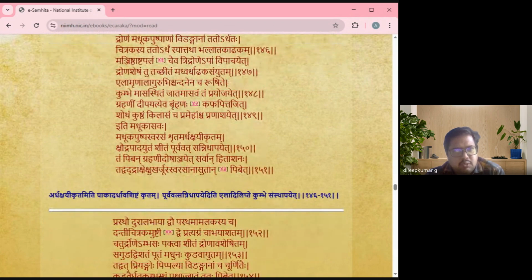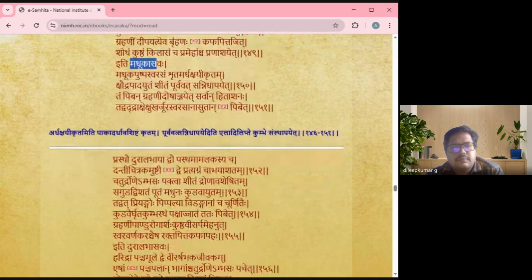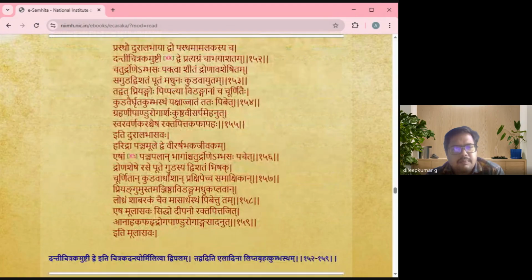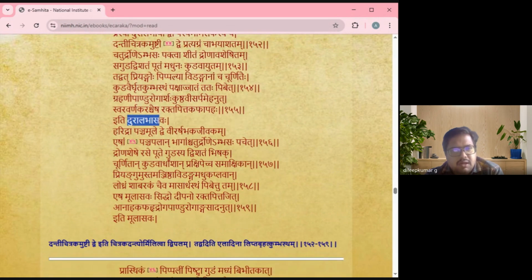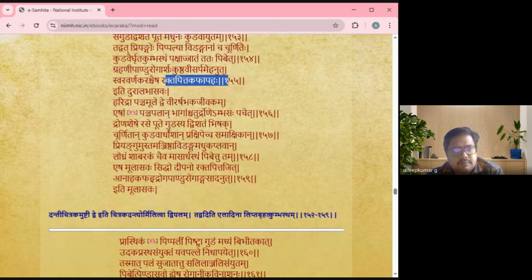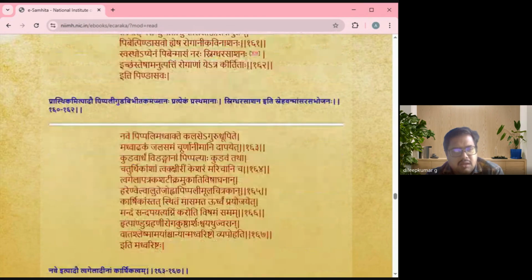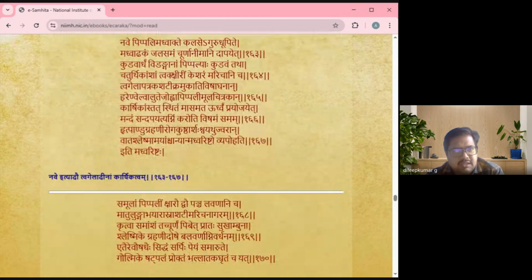So next, Madhu Kasava, useful in Kushta, Kilasa, Prameha. Next is Durlabha Asava. It is also useful in Rakta Pitta, Kaphapaha. Moolasava, Pindasava. So all these are Adhikaras. Madhvarishta.